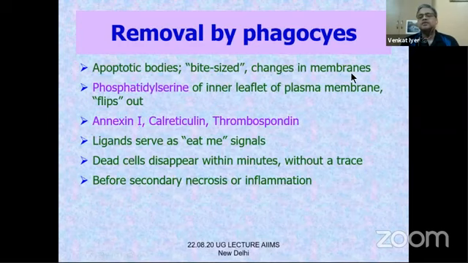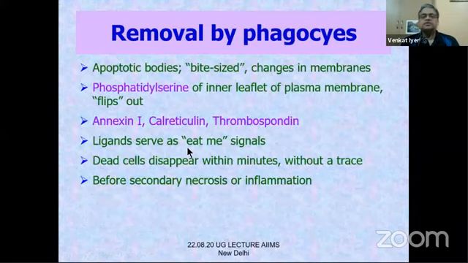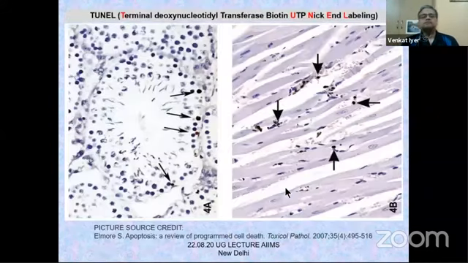There are changes in membranes which expose receptors like phosphatidylserine, of the inner leaflet of plasma membrane, which flips out. Others like annexin I, calreticulin, thrombospondin are expressed, which serve as eat me signals, and the dead cell disappears within minutes without a trace. That's why we never found them for a long time. And therefore, there is no secondary necrosis or inflammation.